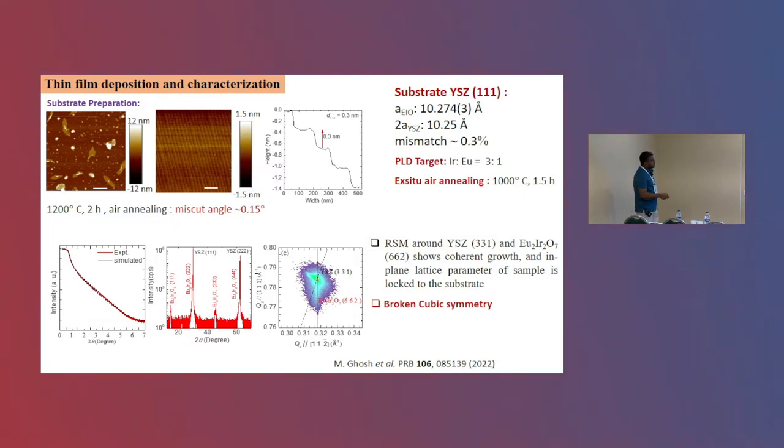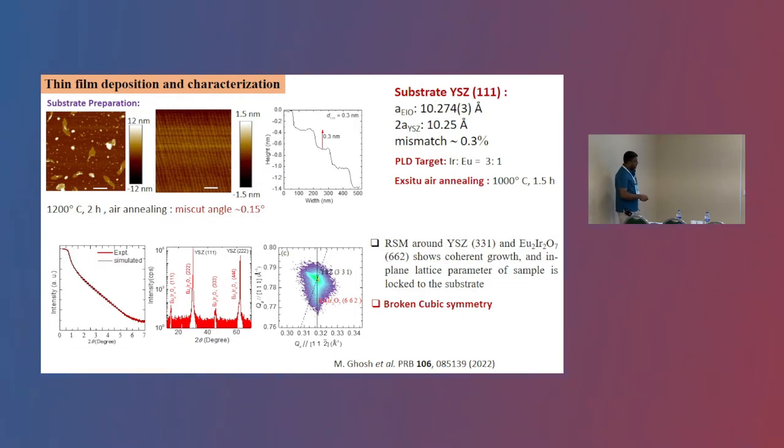Our sample preparation is kind of a two-step process. Since this pyrochlore phase forms at very high temperature, if we grow the sample at high temperature in the PLD process, we will not be able to stabilize the phase. That's why we anneal the sample at a higher temperature where the phase is forming.